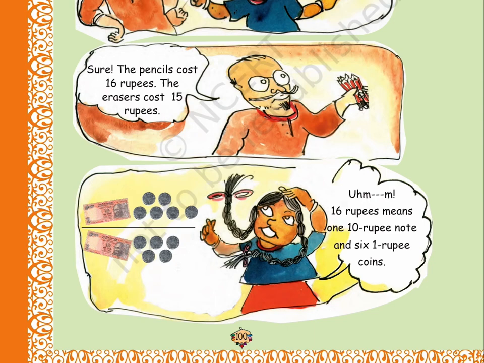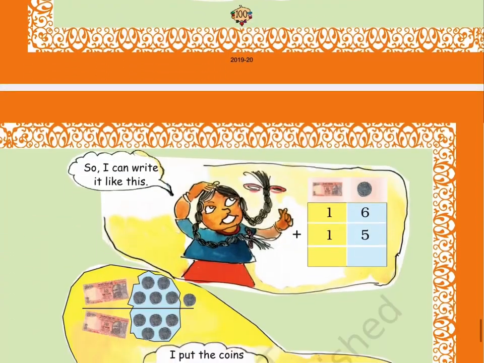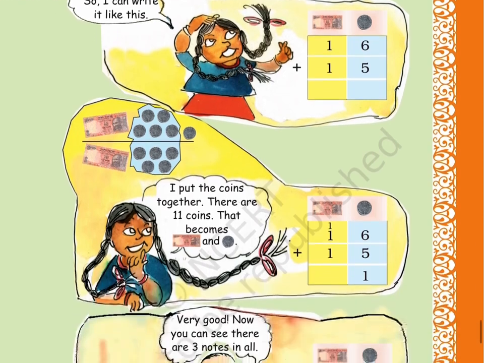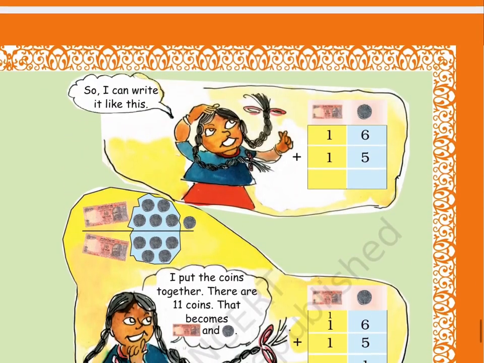Page 101. This page has 3 pictures and conversation between the girl and shopkeeper continues from previous page. Let's begin reading this page. Picture 1 shows the girl standing near a table of yellow and blue columns. There is a 10 rupees note above the yellow column and a 1 rupee coin above the blue column. The girl is saying, "So I can write it like this."